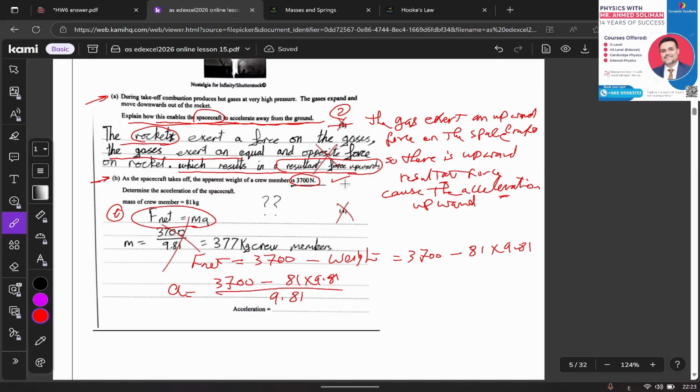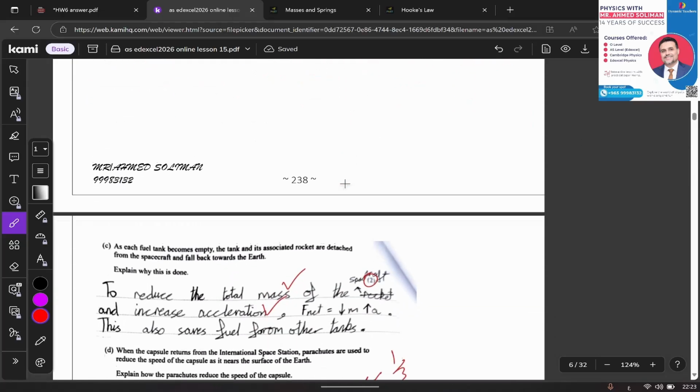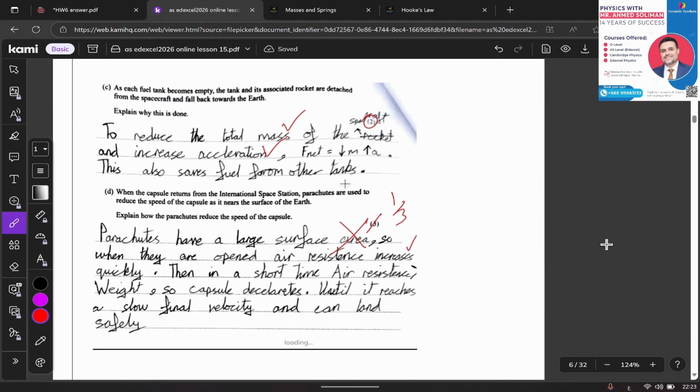So the student in this question forgot to find the resultant force, because this question has 4 marks. If he writes like this, it would be correct if the question were about 2 marks only. So this is a mistake in this part. Sir, let's talk about question D.